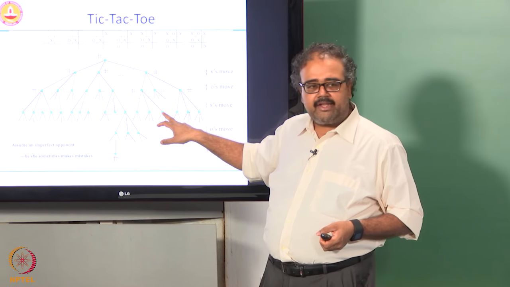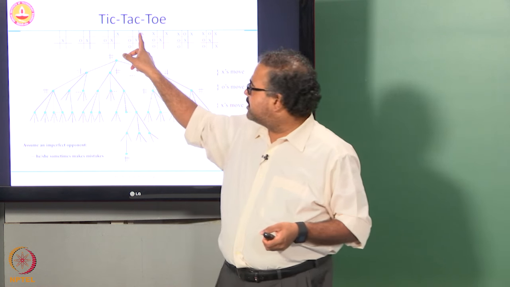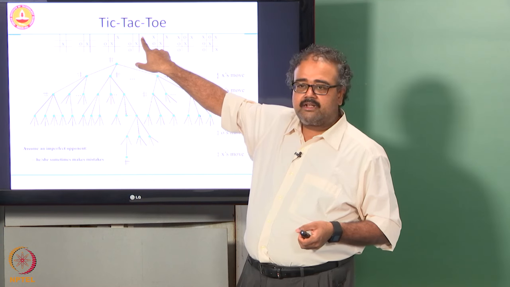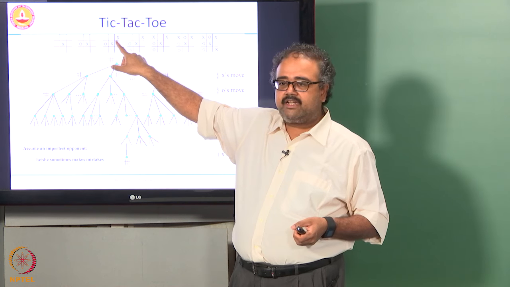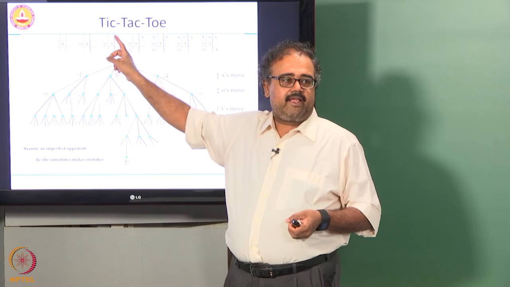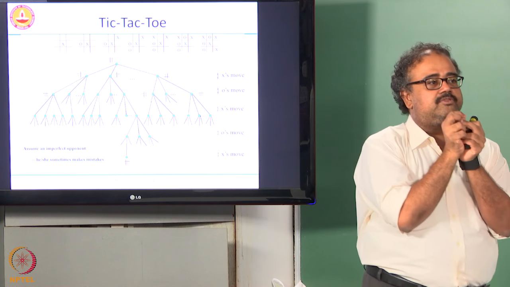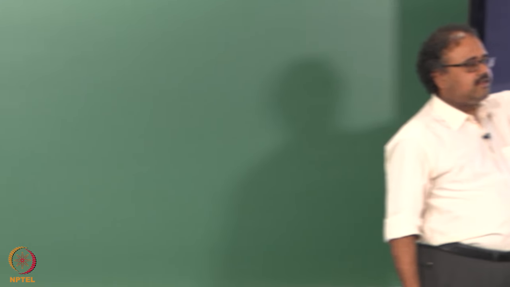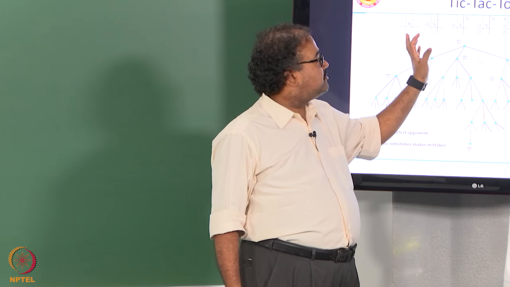But it's possible for me to get here by playing a different sequence of moves also, right? So for example, to come here, I could have put the x first here and then here, or I could have put the x like I did here. I put the x first here and then here. Either way, I could have reached this position. So there are many combinations in which I could have reached the same positions. To reach here, there are different orders in which I could have put the zeros and the x's. Here we are showing a specific order.